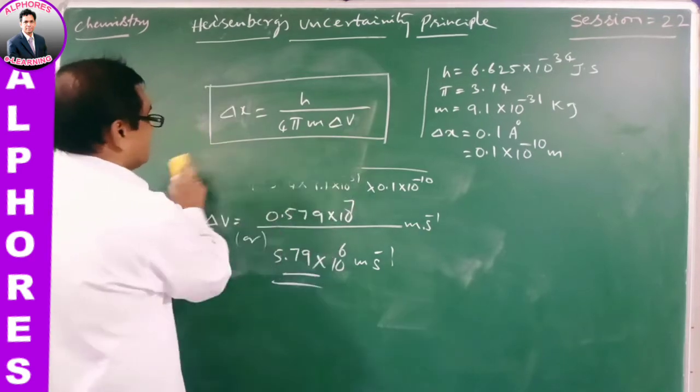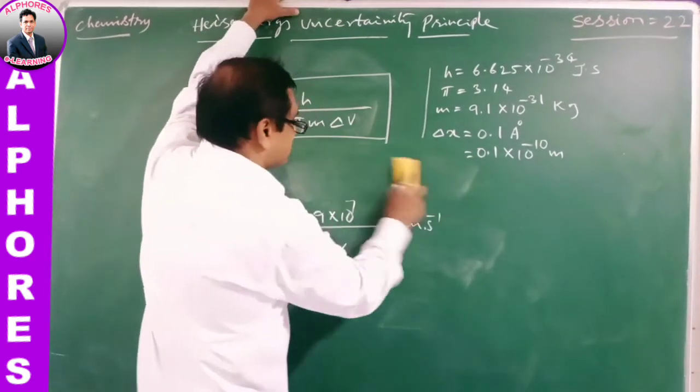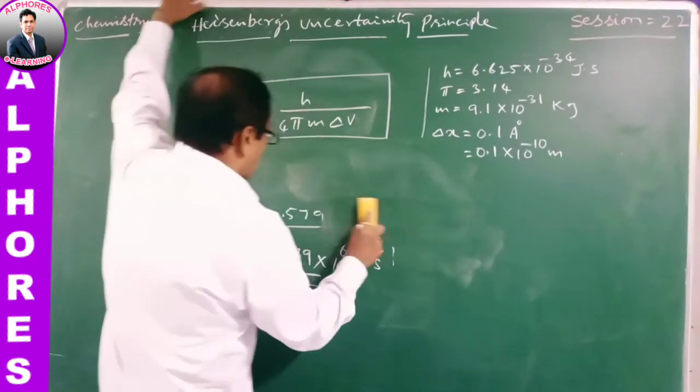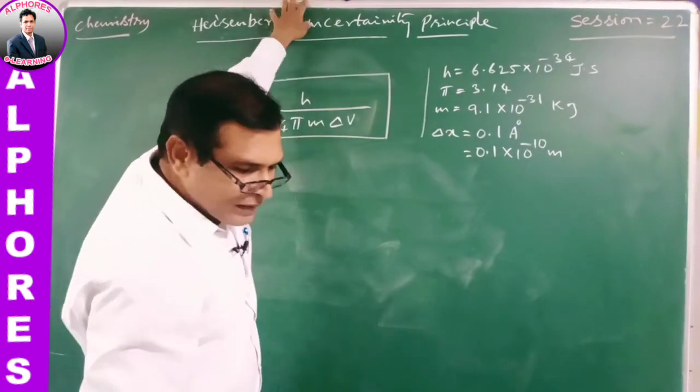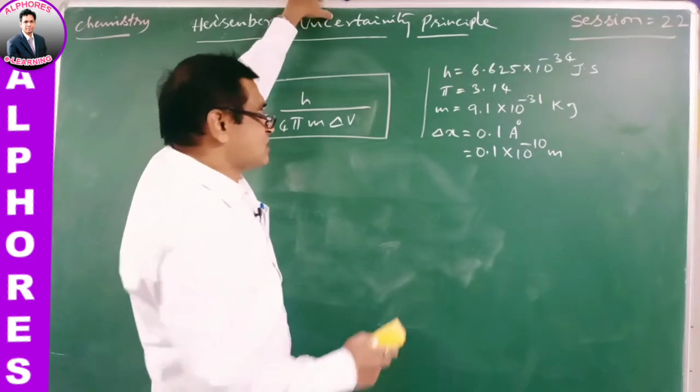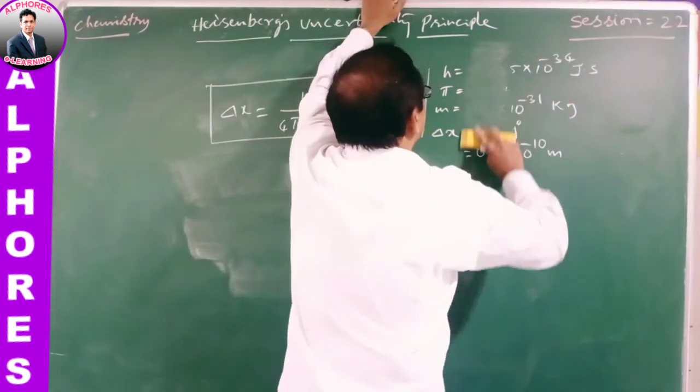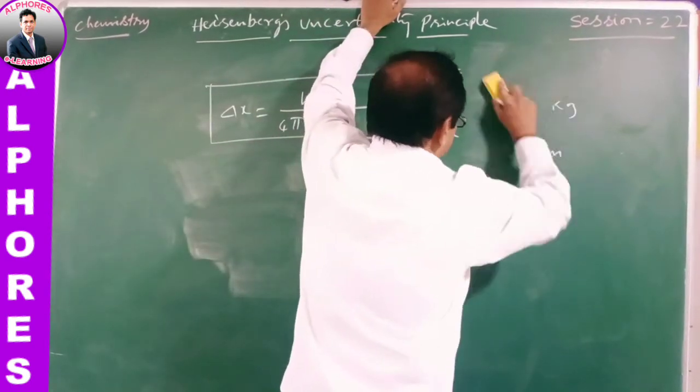Now let us see the concept once again. What is the problem? It is a golf ball. What is the mass of the ball? He said that the mass of the golf ball is 40 grams.